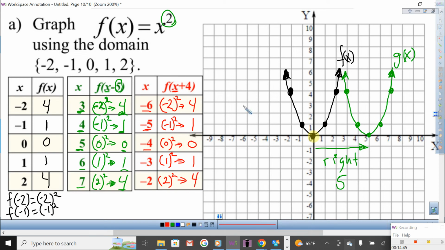All right, let's see. Negative 6, 4. Negative 5, 1. Negative 4, 0. Negative 3, 1. And negative 2, 4. Did it move 4 to the left? Yeah, left 4. Okay. So, this is what I want to bring to your attention, though. Look up, let's label this one g of x.